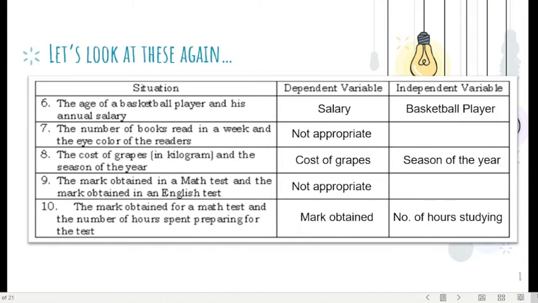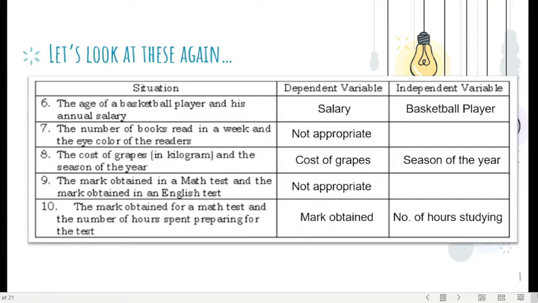If it is the season for harvesting grapes, so definitely the cost would be lower than in the season of the year when it is not the harvest time for grapes. So we can say that the cost of grapes is our dependent variable.